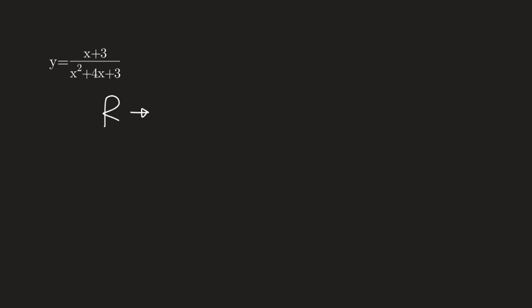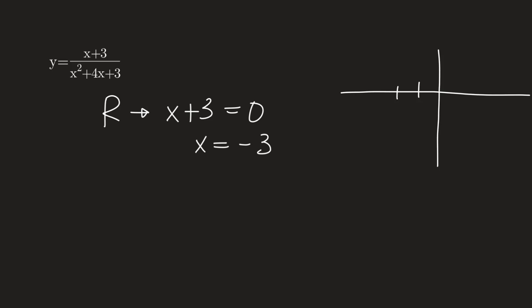So R are the roots. Where does this cross the x-axis? So we said x plus 3 equal to 0, and we get x equals negative 3 as your x-intercept. So you go to your graph, and we can plot negative 3 onto your graph. Okay, and then we come to the vertical asymptotes. So those are found by setting your denominator equal to 0.